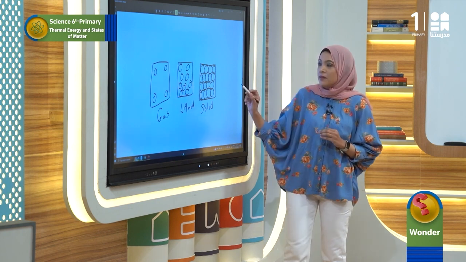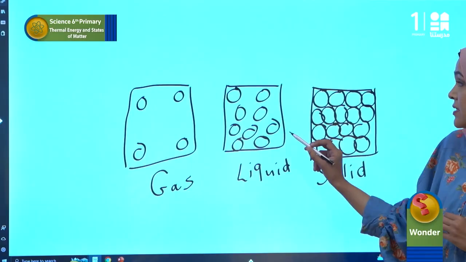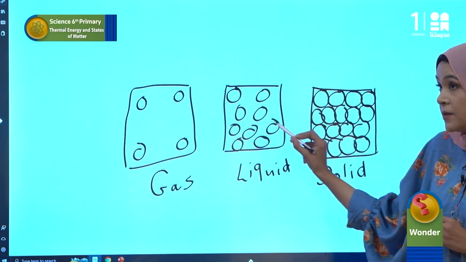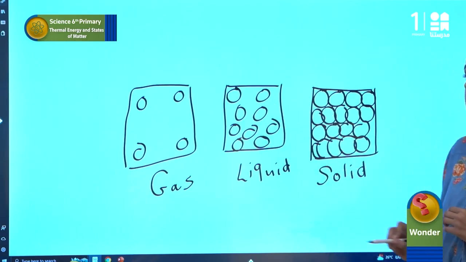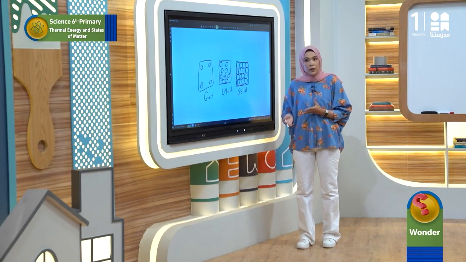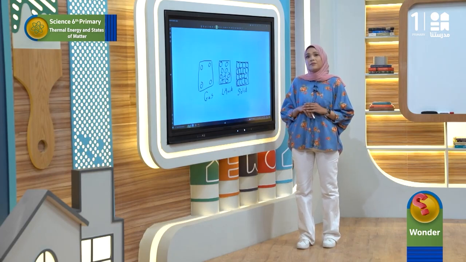Okay, so let's move to liquid state. This is the liquid matter. There are spaces between particles, so it has the ability to move that makes it possible to pour. Meaning its shape changes when we move it or pour it from one container to another.